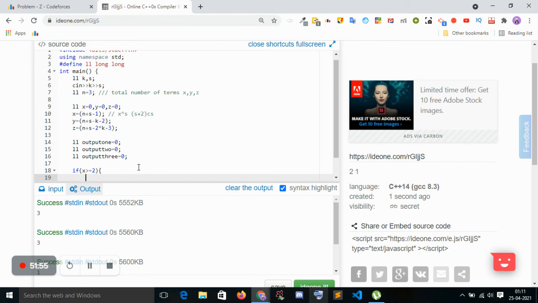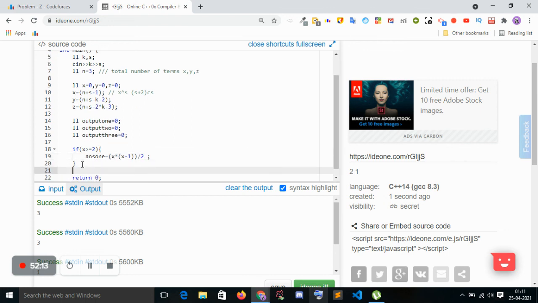Okay. So this is the first. So answer 1 equals x into x minus 1, and divided. Okay. So our answer 1 is over. And what is answer 2? Same case, if y is greater than or equal to 2, and answer 2 equals y into y minus 1.